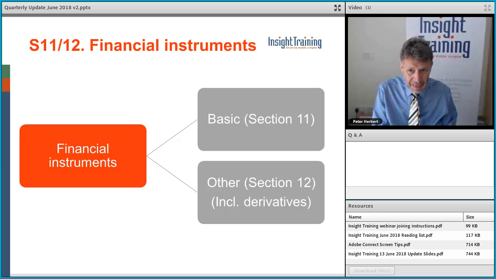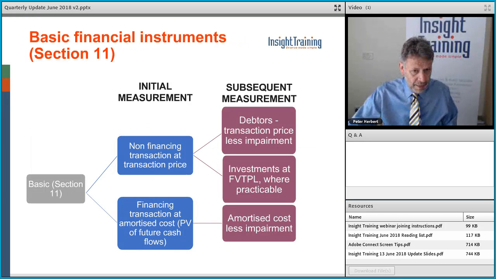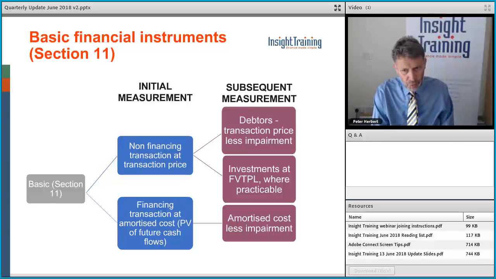My sense is that people within industry and practice that work with fairly straightforward organisations may have the odd derivative instrument, perhaps a forward currency contract, but on the whole, apart from that, they're normally in section 11 more than section 12 of FRS 102, because for most fairly standard organisations, financial instruments will tend to be basic.